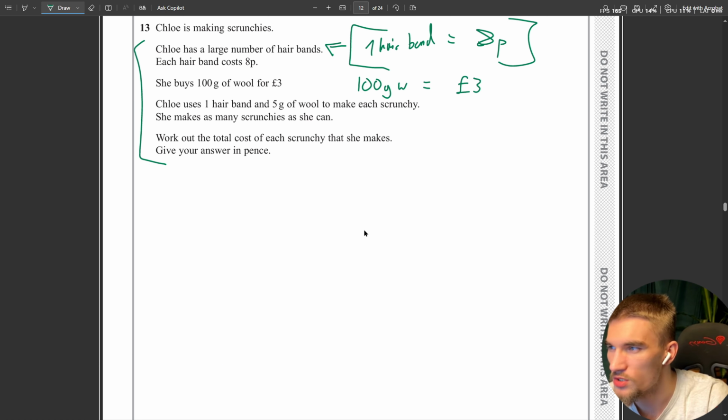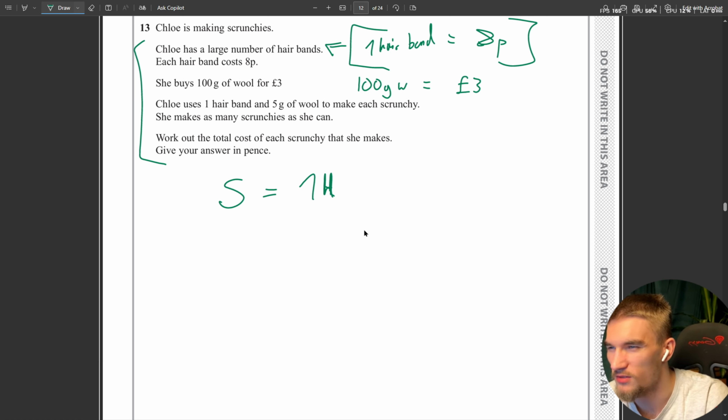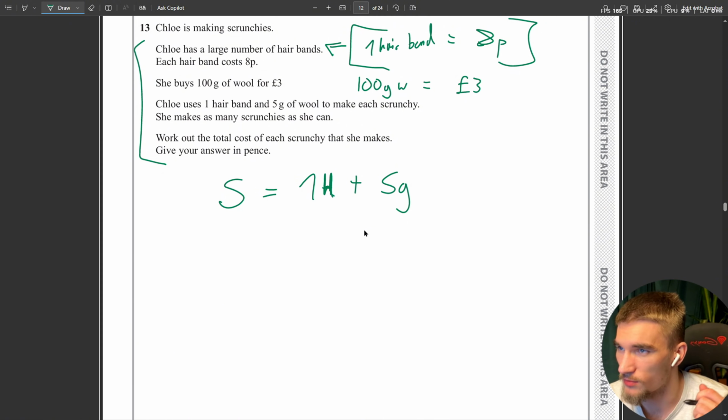Okay, Chloe uses 1 hairband and 5 grams of wool to make each scrunchie. Okay, so 1 scrunchie equals 1 hairband. I'm just gonna write hairband. Let's just do H. So 1H, 1 hairband, right? Plus 5 grams of wool. Work out the total cost of each scrunchie that she can make. Okay, so we know that 1 hairband is literally just 8p, right? So we could just substitute this 1 hairband with 8p straight away.